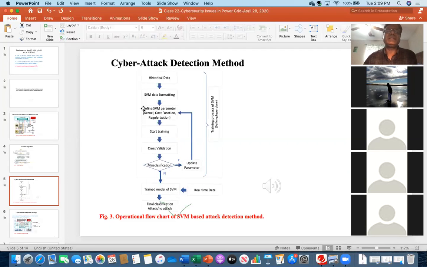Up to here, these are all the history of data, previous data. But once the system is trained and it can properly classify, this means you got a trained model of that structure, then test by applying some real-time data. Once you apply it, you get the final classification: attack or no attack. No attack means the other type of disturbance. So this is just one example of how cyber attack detection happens. There are several other methods. These days, artificial intelligence and machine learning based detection techniques are very popular.